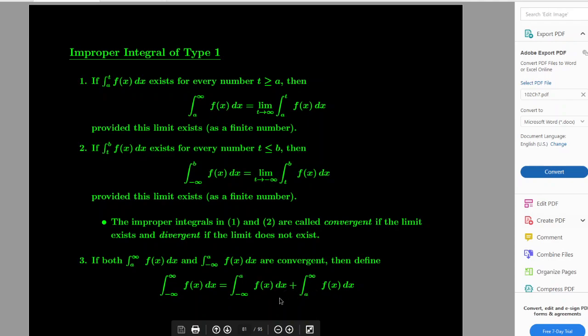You define the first form. Now look at the mouse cursor. You define that form in step 2. In case 2, you define the last form in case 1, so that it's possible to define an improper integral from negative infinity to infinity.